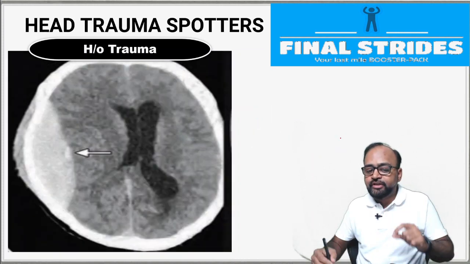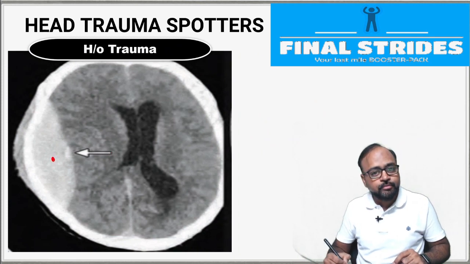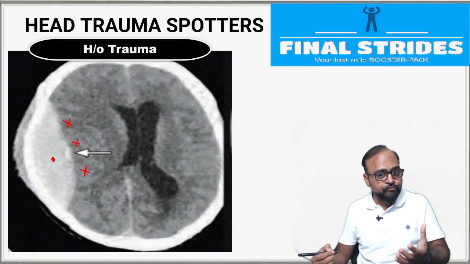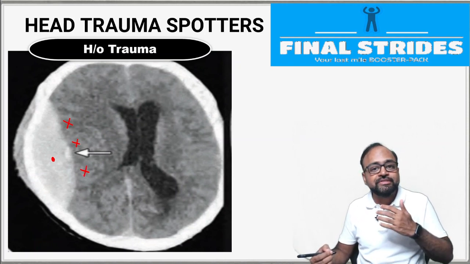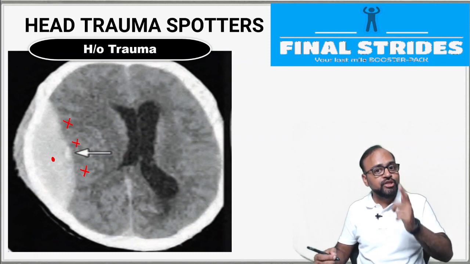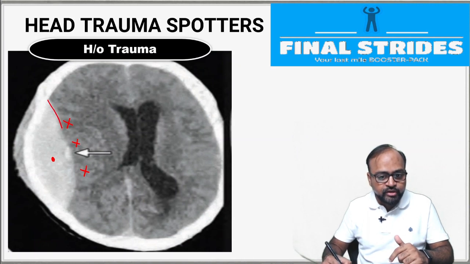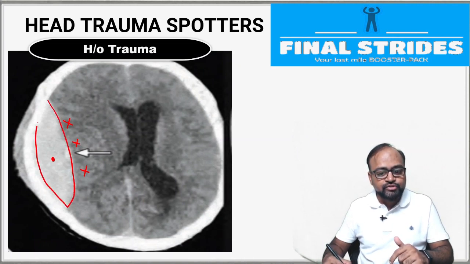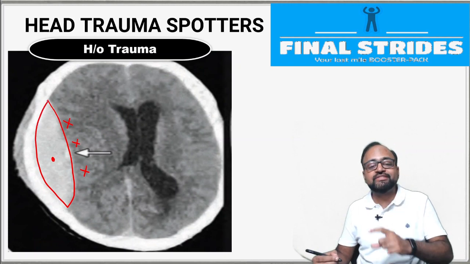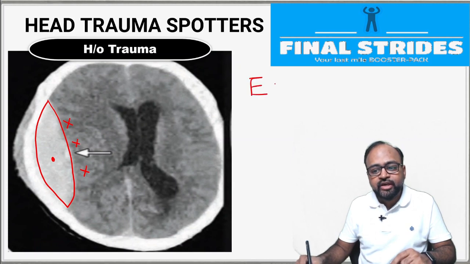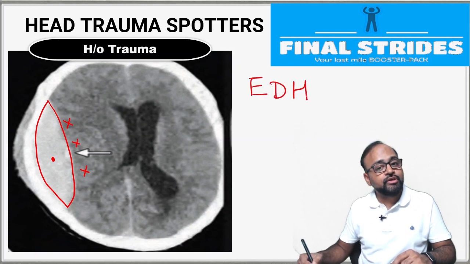Now if you see a hyperdense appearing bleed and there is no edema around it, it means that the bleed is outside the brain parenchyma. So it is extra-axial. When there is an extra-axial bleed, all you need to look at is the shape of that bleed. Look at the shape of this bleed. This is convex on one side. This is convex on the other side as well. So this is biconvex, right? Extra-axial bleed. What is this? This is nothing but an extradural hemorrhage or EDH.